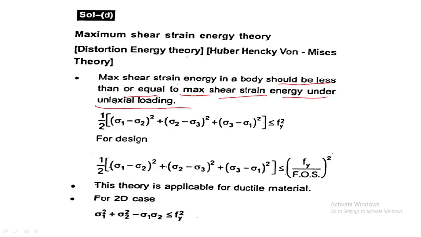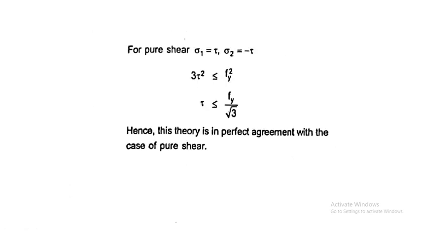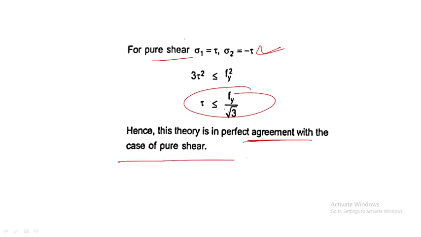For design purposes, we have to take this formula. This theory is applicable for ductile material. For the 2D case you have to take this one, okay? And for pure shear you have to take these values and this one. Hence this theory is in perfect agreement with the case of pure shear, right?